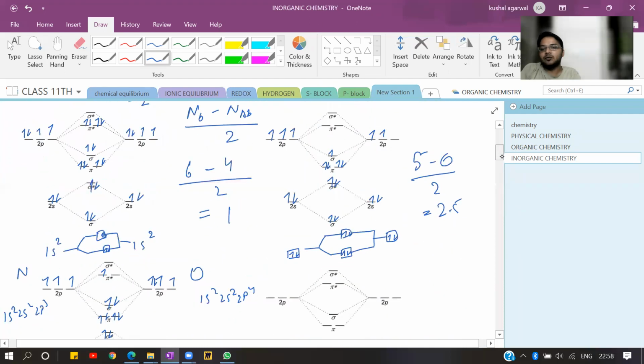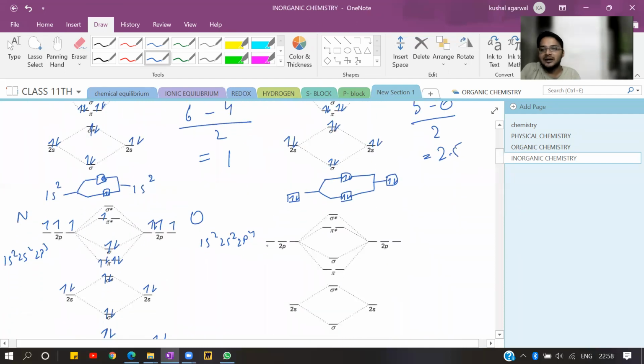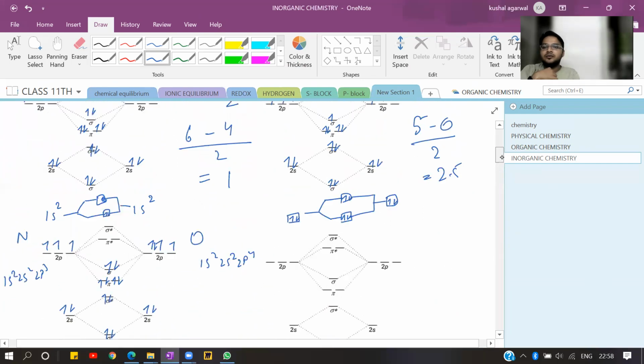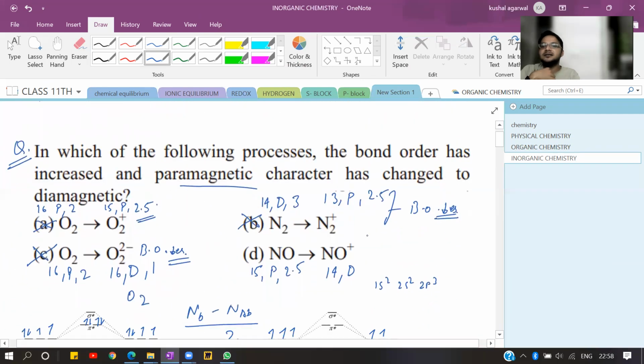So now let us calculate for NO positive. The total number of electrons is 14, since 1 electron will get lesser here. So it will be diamagnetic in nature. Here the bond order was 2.5, and here the bond order will be 3. So the bond order has increased, and it also changed from paramagnetic to diamagnetic. So the correct answer is option D.